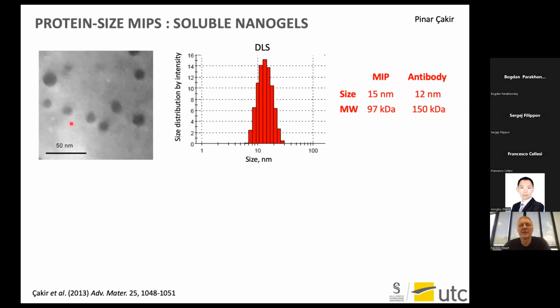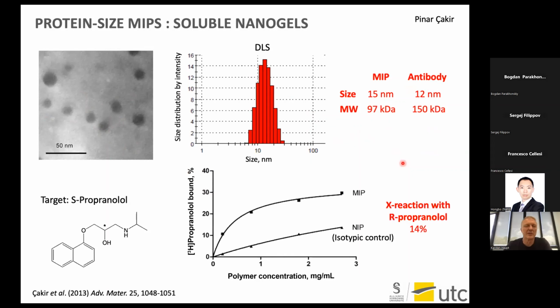Now, normally these nanogels would not be very dense, but because we bring the polymer chains together, we have a density that is close to that of the antibody, 100 kilodalton with respect to 150 for the antibody. So pretty close. And of course, important is that we really can make a molecular imprint. Here the antigen was a small drug molecule called propranolol.